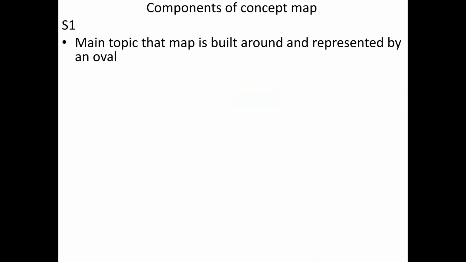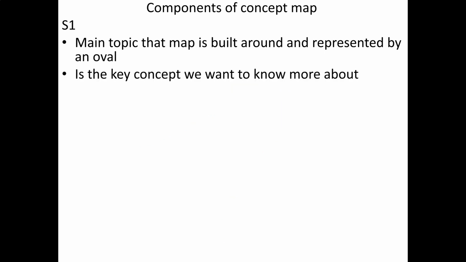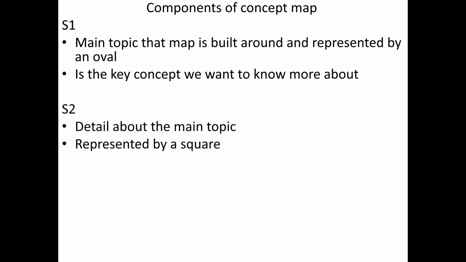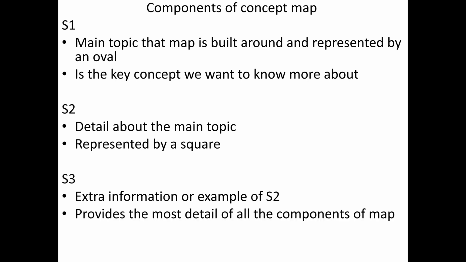So S1 is the main topic that the whole map is built around. It's a key concept we want to know more about. Your S2 is a detail about the main topic, represented by a square or a rectangle, whatever you want to call it. S3 is extra information or an example of S2, and the usual format for that is bullets. So those are the different components of it.